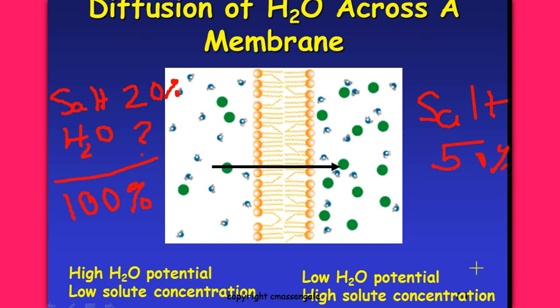See, if it's 50% on that side, how much water is there on that side? Well, to make a 100% solution, that would be 50%. So if there's 80% water on this side, 50% water on this side, that means we get movement of water to the right-hand side of the membrane.